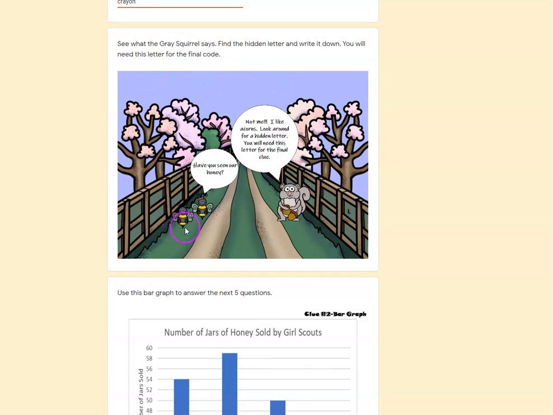And you're going to look around and see, do you see a letter anywhere? Hey, look, I see the letter L. So I'm going to write down L somewhere on my paper where it won't get lost, okay?